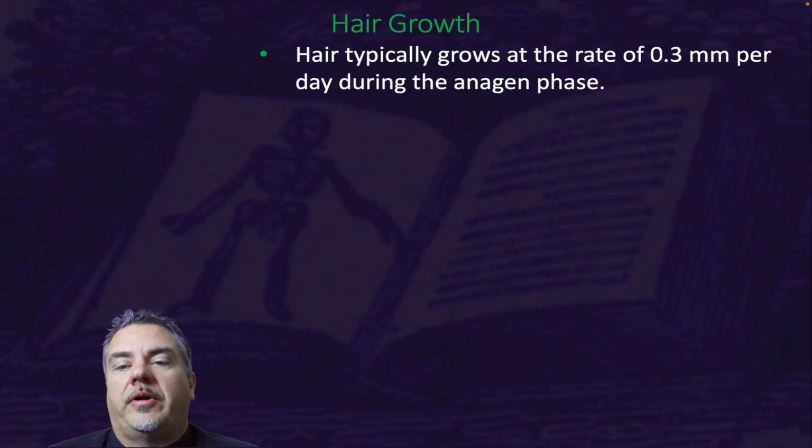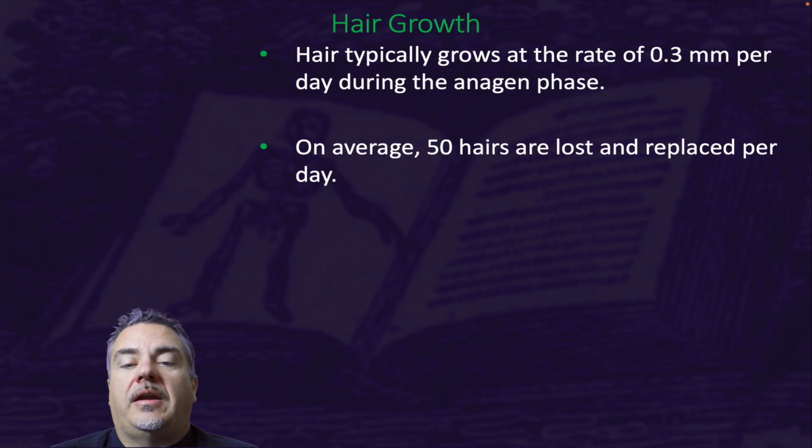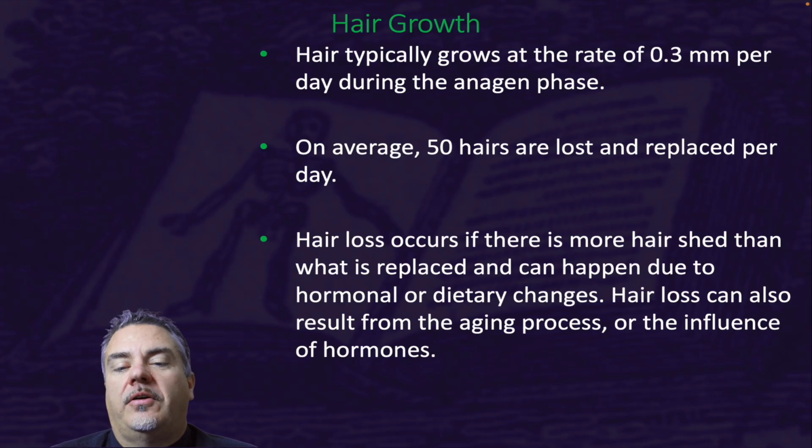Hair typically grows at a rate of 0.3 millimeters per day during the anagen phase. On average, 50 hairs are lost and replaced per day. Hair loss occurs if there is more hair shed than what is replaced and can happen due to hormonal or dietary changes. Hair loss also can result from the aging process or the influence of hormones.